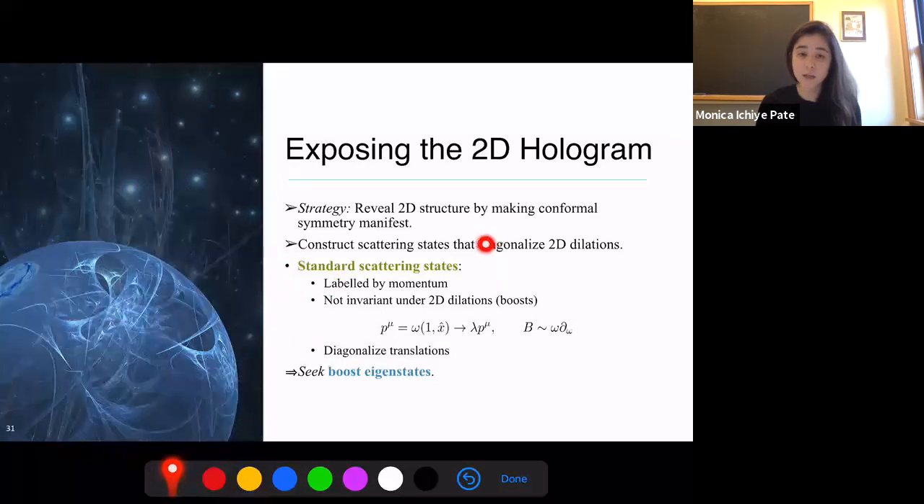Now, standard scattering states for massless particles are labeled by their momenta. And as we saw previously, the momentum of a massless particle gets rescaled by the boosts that we identified with these dilations in 2 dimensions. In particular, we can identify the differential operator that generates the boost and verify that it acts non-trivially on these massless momenta. So therefore, standard scattering states are not invariant under 2D dilations, or equivalently, they don't diagonalize these transformations. Of course, they instead diagonalize translations, which is why they're labeled by momentum, the eigenvalue under a translation. So therefore, the states that will diagonalize the 2D dilations must be boost eigenstates.